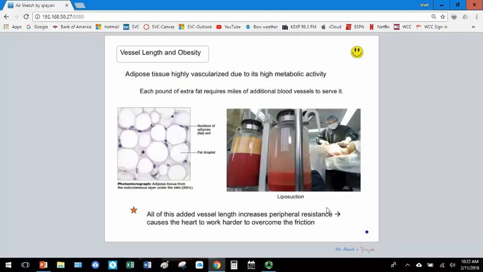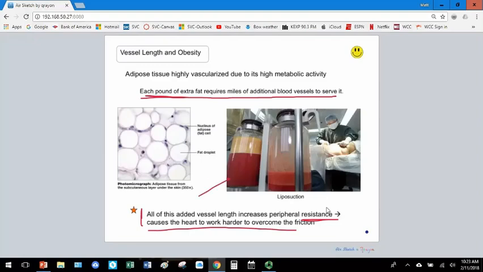And the last thing I want to point out is the relationship between vessel length and obesity. Okay, this is adipose tissue here, and adipose tissue is highly vascularized because it has a high metabolic activity. We want to store fat, and then we want to get it into the blood. But the problem with that is that each pound of extra fat requires miles of additional blood vessels to serve it. So all this added vessel length increases resistance, and it causes the heart to work a lot harder to overcome the friction.